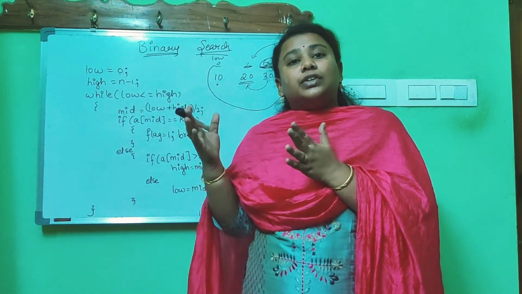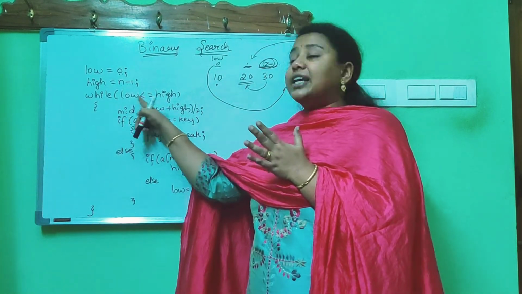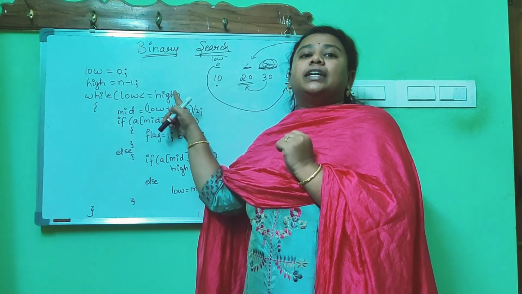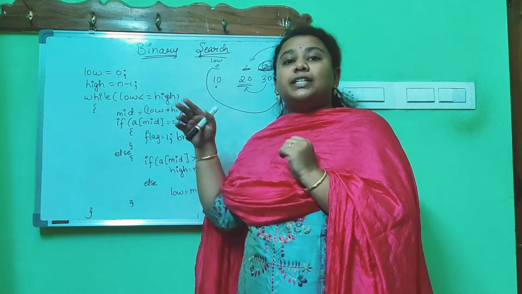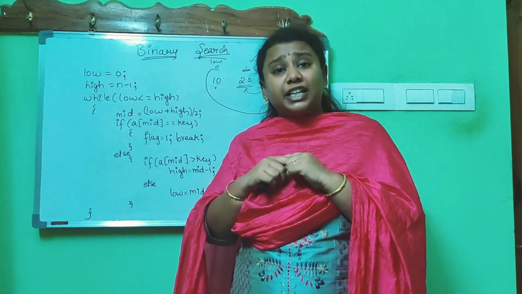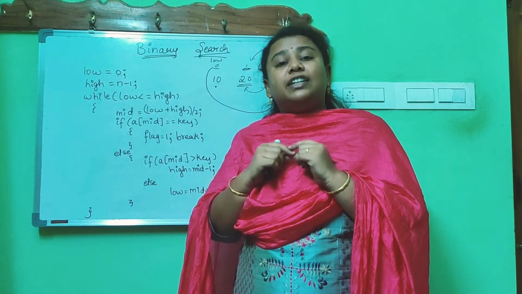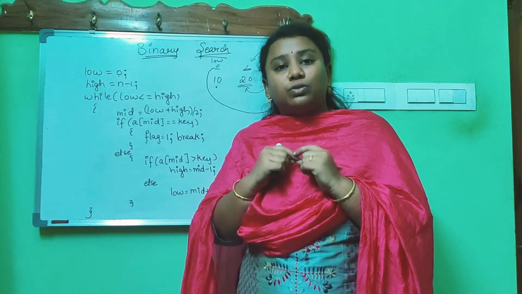This goes on continuing until the low index is less than or equal to high index. Once the low value becomes greater than high value, it means that we are unable to find the element, and the loop breaks and it will say that yes, you haven't found the element.